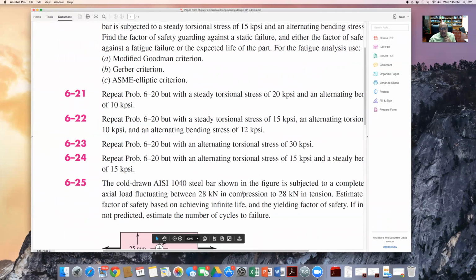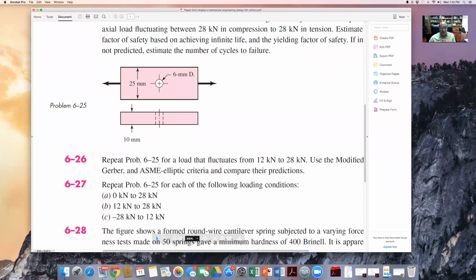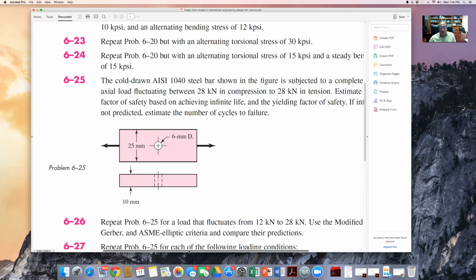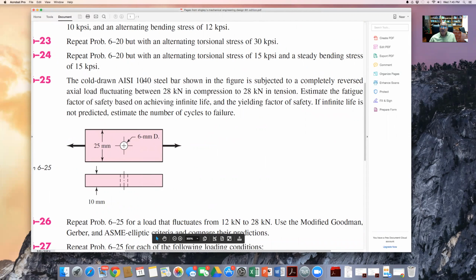And this problem is 6.25, and 6.26 and 6.27, very related. So let's read 6.25. We have cold drawn AISI 1040 steel, which you can see here. It has a hole in the middle, and it has 25 millimeter width, and the hole is 6. So the hole is taking away some of the load carrying capability of that component because the area has been reduced. And it's fully reversed between 28 kilonewton in compression to plus 28 kilonewton in tension. In this problem, we want to estimate the fatigue factor of safety based on achieving infinite life. And then we also do the yielding factor of safety.